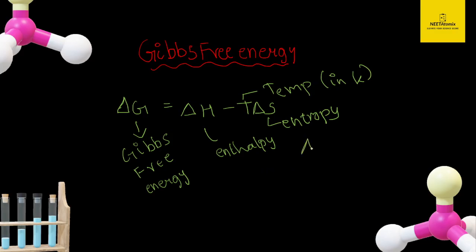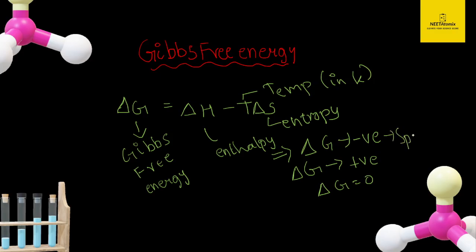There are three cases: delta G is negative, delta G positive, delta G is equal to 0. If the delta G is negative, the reaction is spontaneous. Delta G is positive means the reaction is non-spontaneous. Delta G is 0 means the reaction is in equilibrium state.